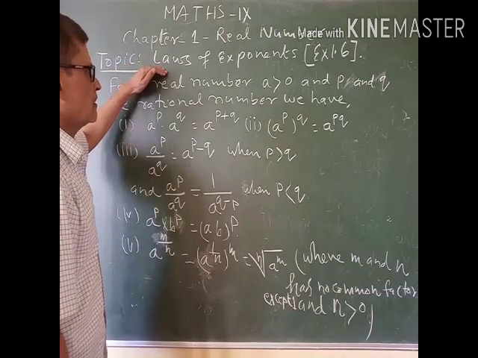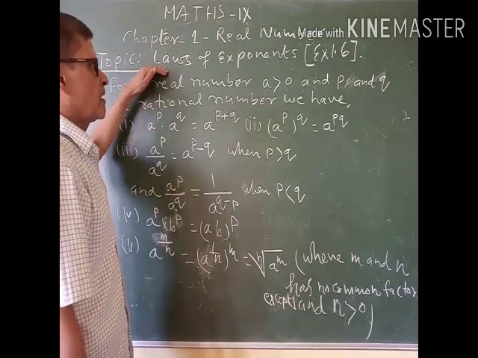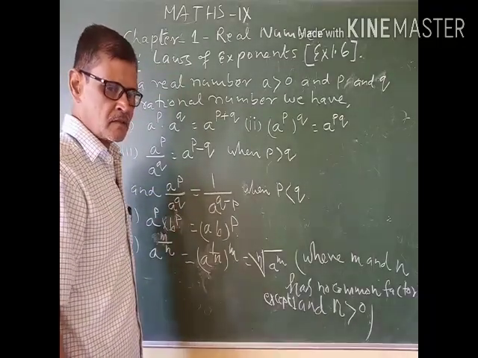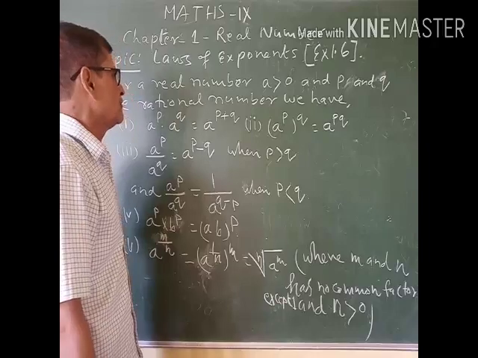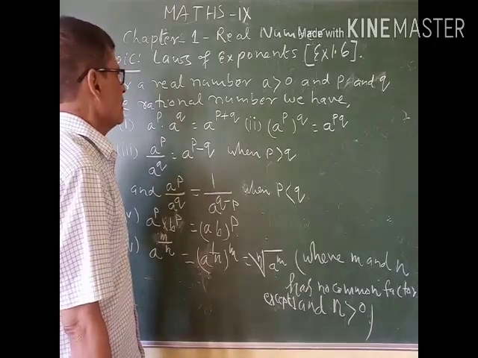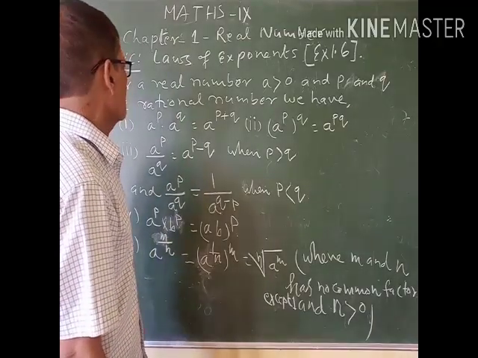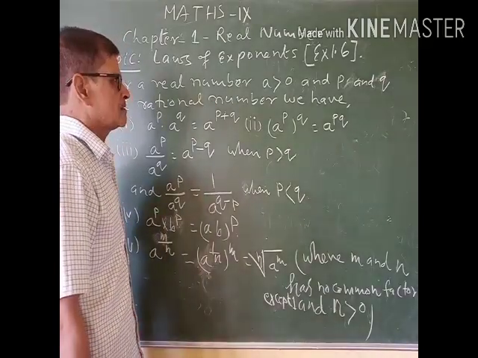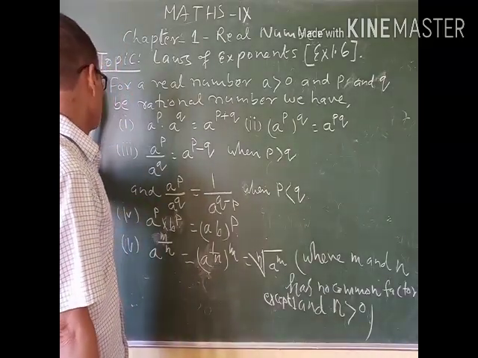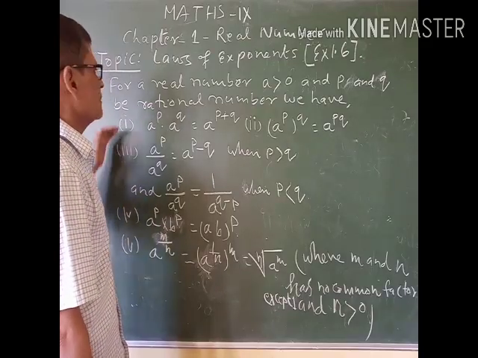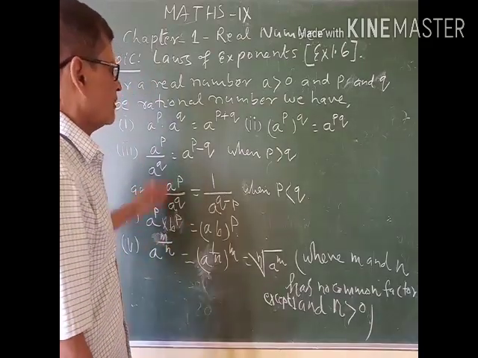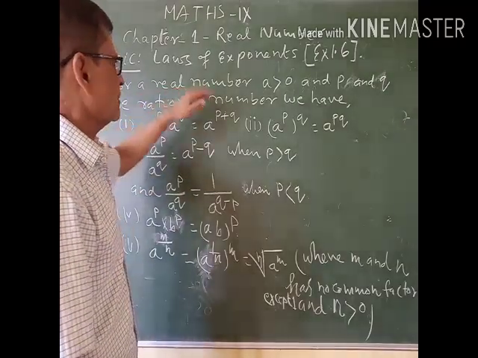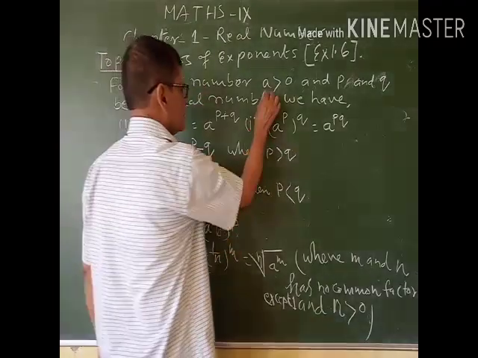This is the last section, last part of real number, laws of exponents. Of course, this is not new for you. You have been learning laws of exponent from lower classes, but here for the point of view, I am writing the laws of exponents. For real number, a is greater than 0.